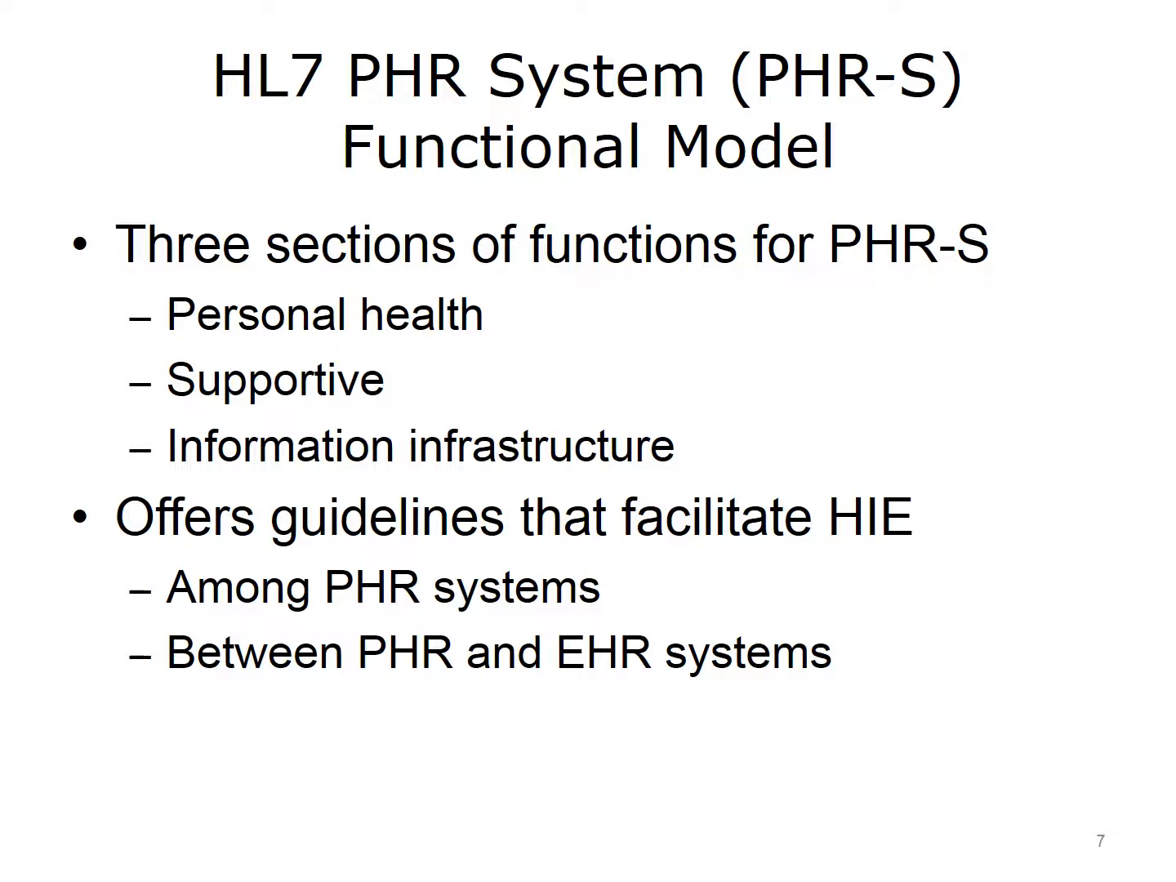The HL7 PHR system functional model contains 3 sections: the personal health functions, supportive functions, and information infrastructure functions. The National Alliance for Health Information Technologies report, Defining Key Health Information Technology Terms, defines health information exchange as the electronic movement of health-related information among organizations, according to nationally recognized standards.